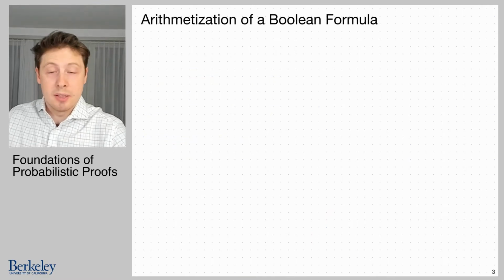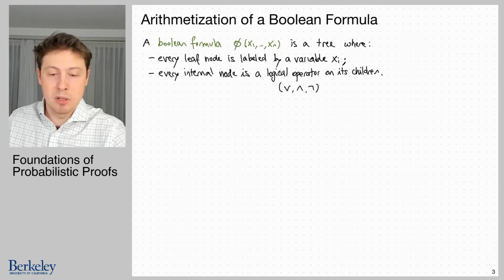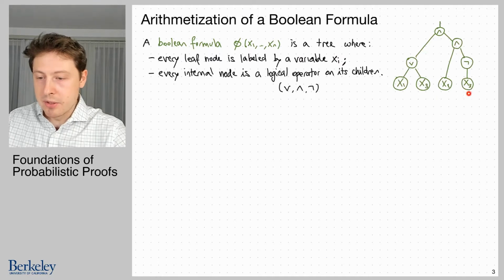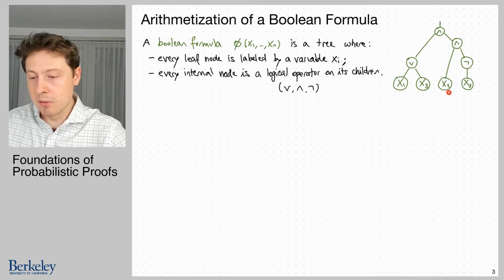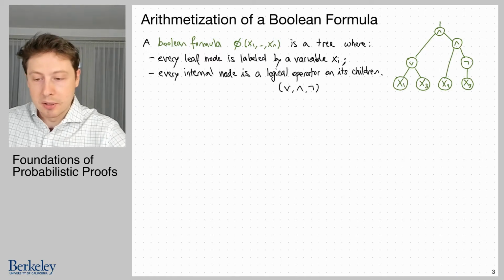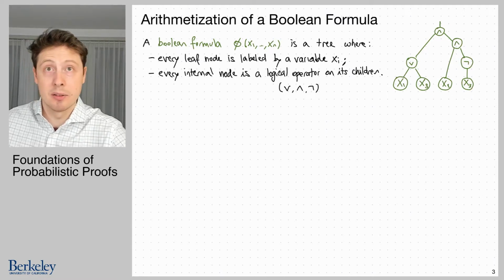So let's first look at arithmetization. We're going to be working with Boolean formulas. Let me remind you what a Boolean formula is. A Boolean formula is a tree that looks like this, where every leaf node is labeled by a variable. For example, here this leaf node is labeled by x1, this one by x3, this one by x2, this one again by x3. And every internal node is a logical operator on its children. Here, for example, you have the OR of x1 and x3. Here you have a NOT of x3. Here you have the AND of the output of this gate and x2. And this is the output of the formula, at the root.